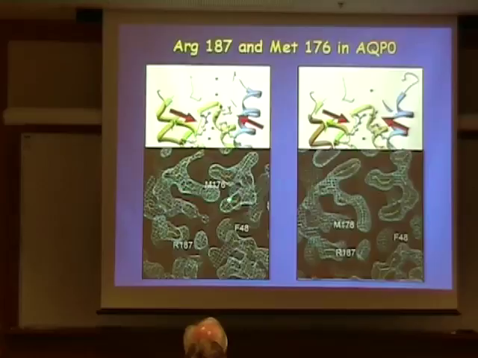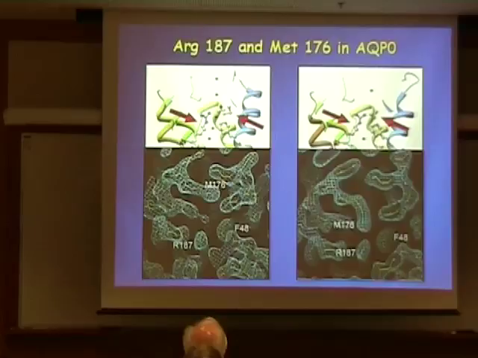In the open pore, this methionine 176 sort of lines the rim of the water pore, and by doing so, allows two water molecules to be in the water pore. But what happens when the pore closes is that this methionine actually moves into the pore, and by doing so, replaces these two water molecules and actually creates this big gap between the outside water and the inside water. And that's what we propose is actually closing the water pore in aquaporin zero. But this methionine is only conserved in aquaporin zero from different species, but not in other aquaporins. So this mechanism, if it's true, is very specific for aquaporin zero.